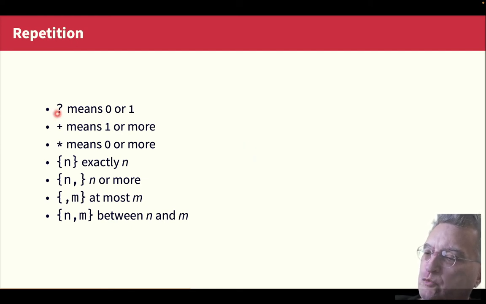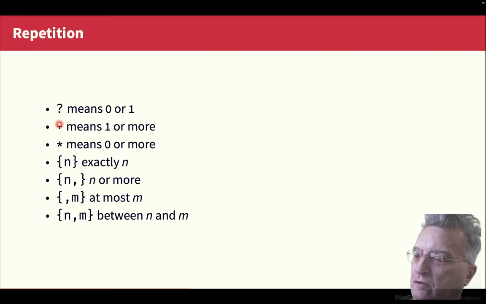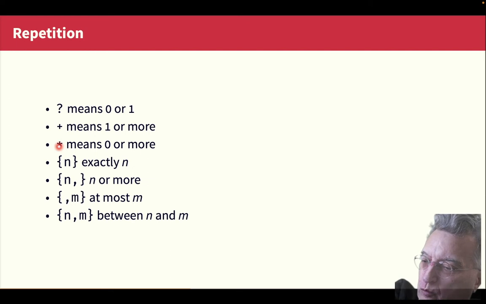I can do repetitions of characters. So I could, for example, say dot question mark. That means any character, or nothing, no character at all. I could say dot plus, and that would mean one or more. I could say any letter followed by a plus. I can also say any given letter followed by a question mark. And star means 0 or more, which is a really frequent one to use.